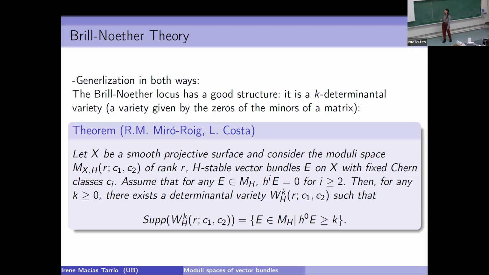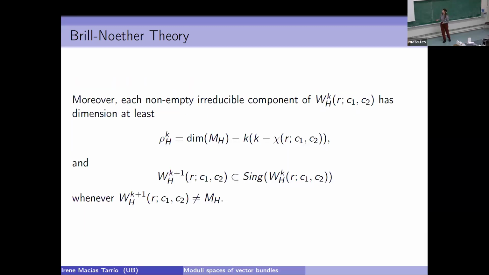So take a surface or a variety, and consider a vector bundle stable with respect to a polarization H that we fix, and we ask that the cohomology group is 0 for i greater than or equal to 2. Then these Brill-Noether loci exist. There will be a determinantal variety whose points are these stable vector bundles with the given cohomology conditions. So we can define this theory for any algebraic variety. This is what I studied.